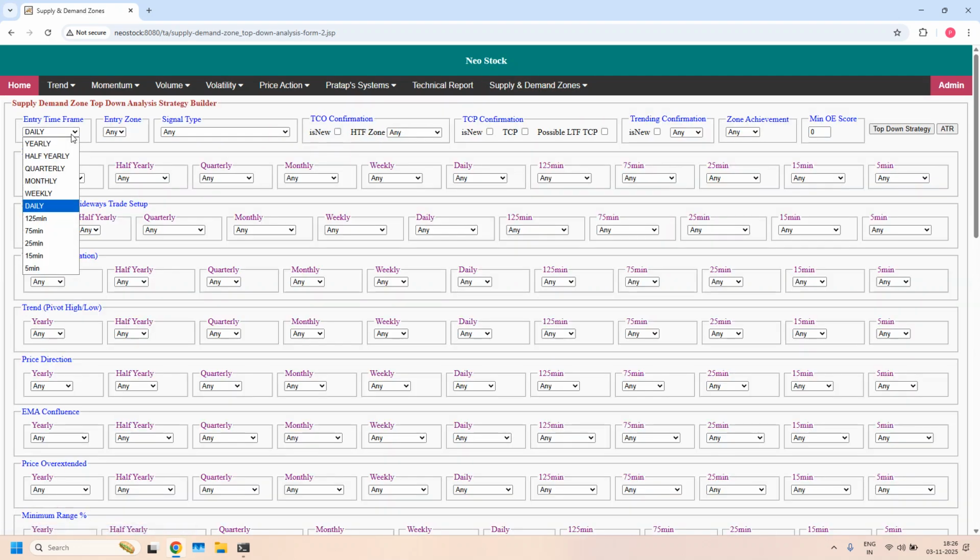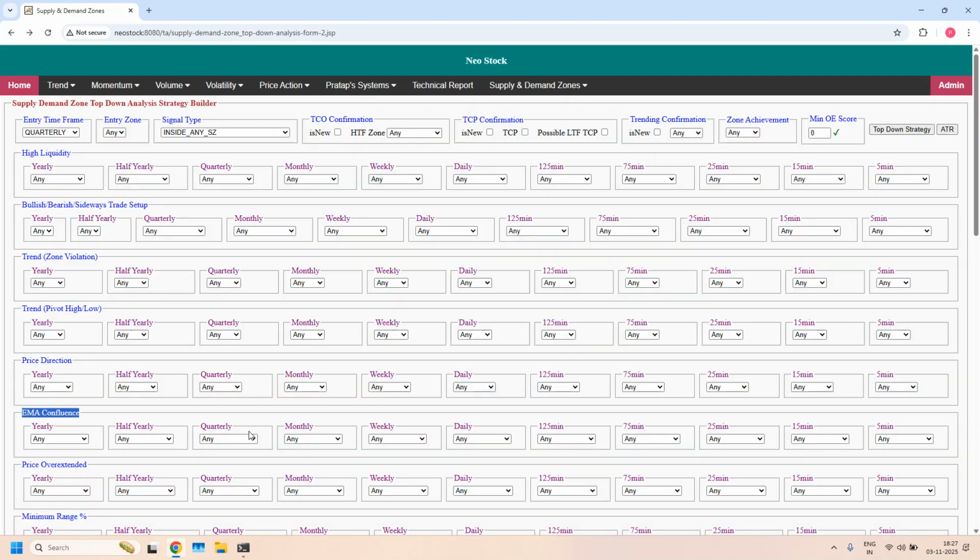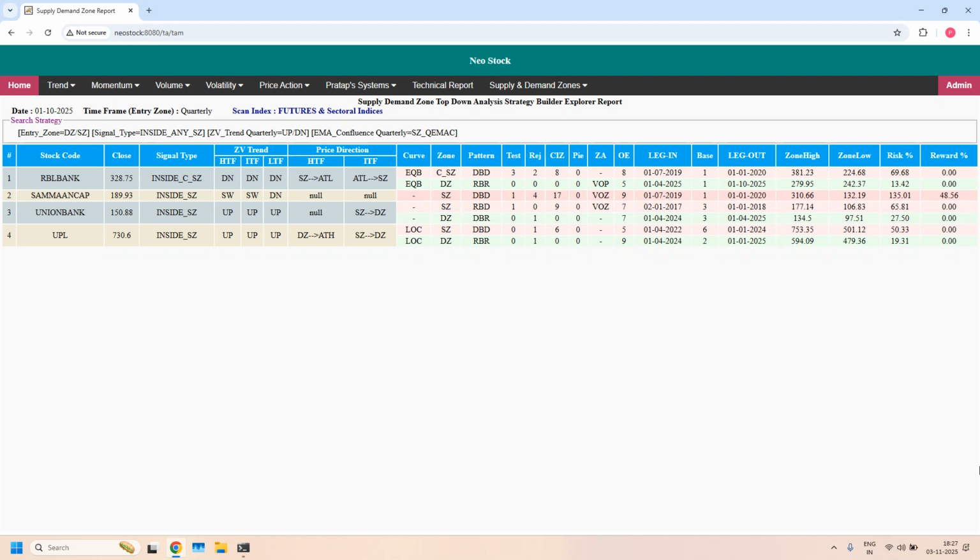Okay, next, price closed inside the quarterly supply zone. We got 15 stocks. Let's further filter based on quarterly supply zone having quarterly EMA confluence, and trend on the quarterly should not be sideways. So we got 4 stocks.